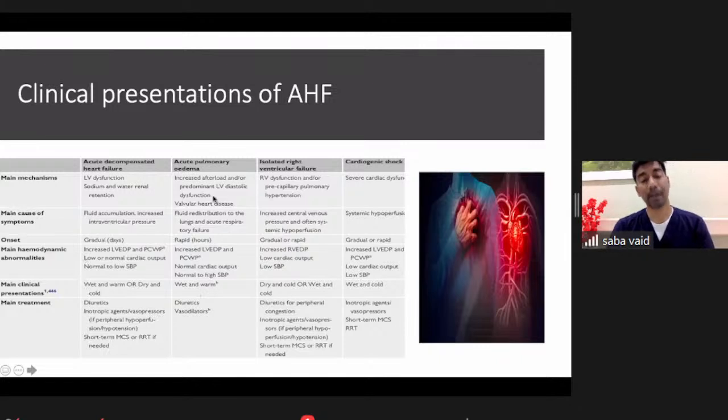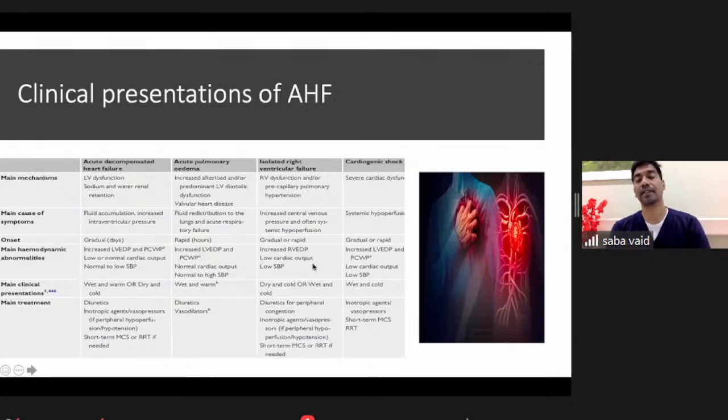In those patients with acute pulmonary edema, the problem is, again, a left ventricular failure, which leads to an increase in the left ventricular end diastolic pressure. As a result, there is pulmonary congestion, and as a result, there is pulmonary edema. These patients are almost always wet and warm, very much like acute decompensated heart failure. The treatment is diuretics and vasodilators. Isolated right ventricular failure: again, the most common cause would be lung-related. I will also go into an algorithm on how to treat these patients, so let me not dwell on the management of these individual failures here.